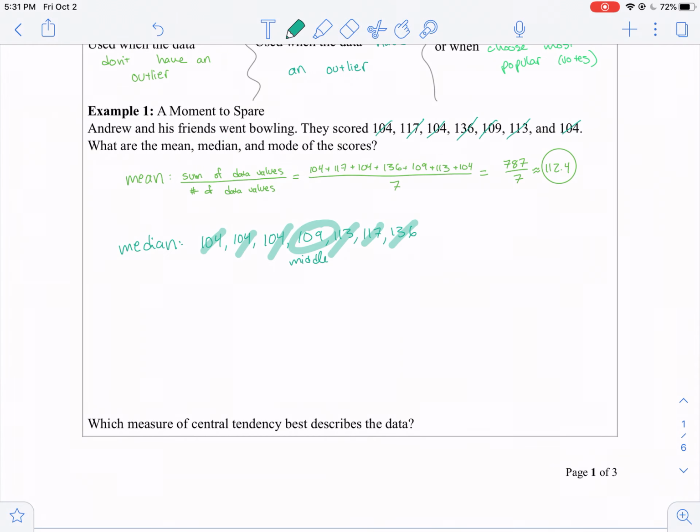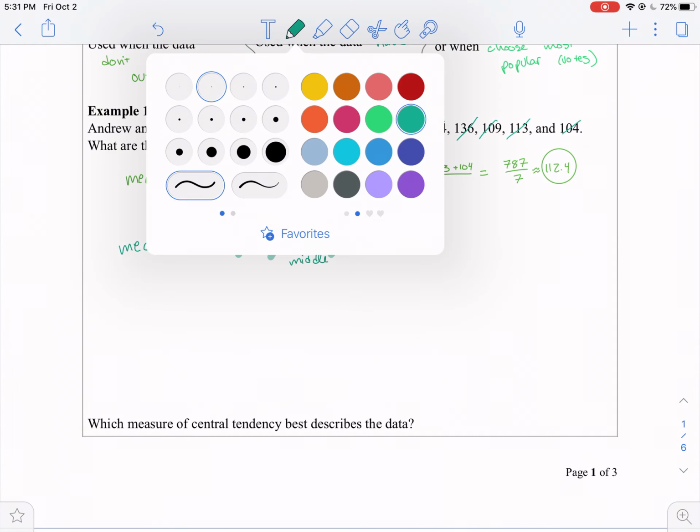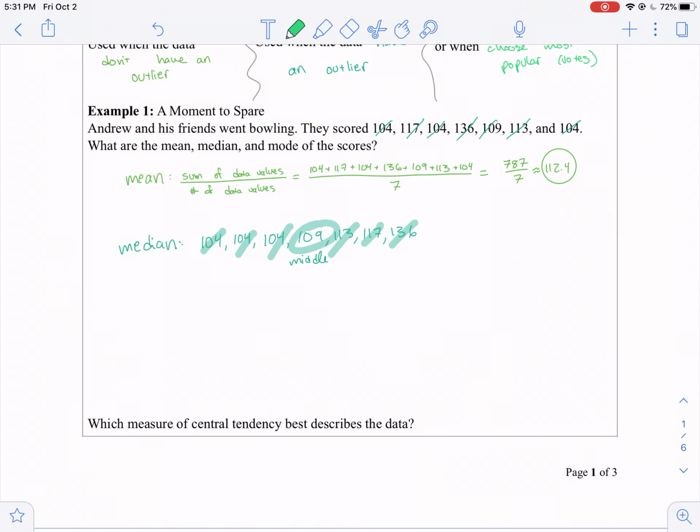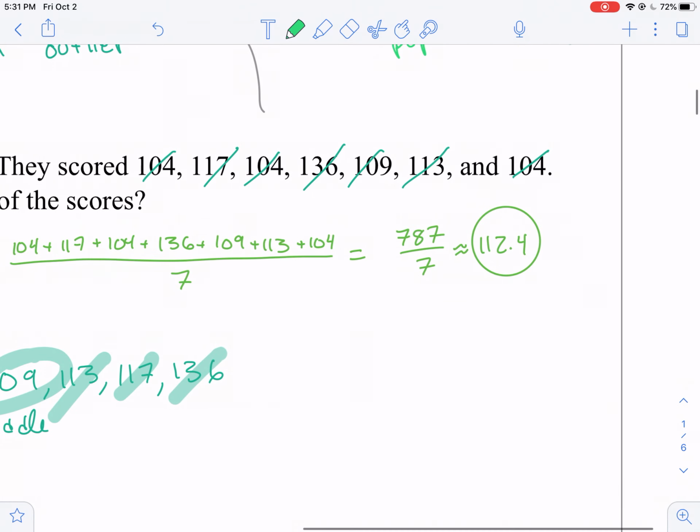Ta-da! And then finally, to find the mode. What is the most common score amongst Andrew and his friends? Okay. Mode. Well, which of these scores appears the most often? That would be 104.